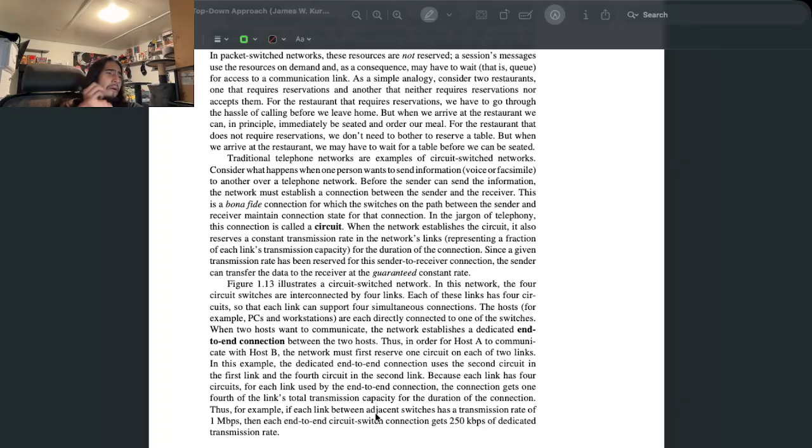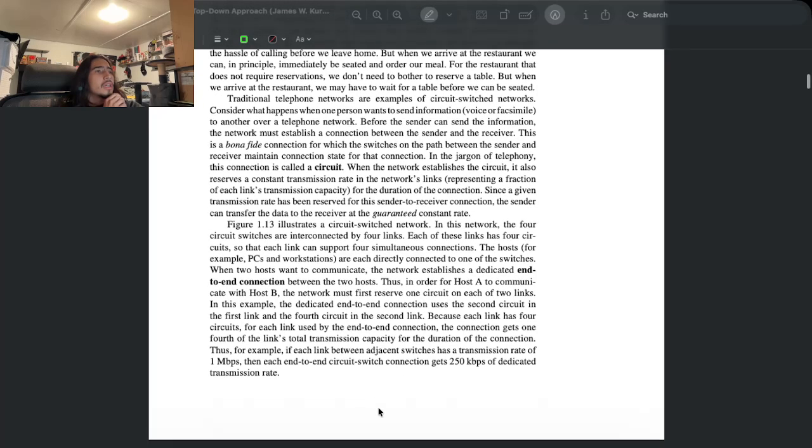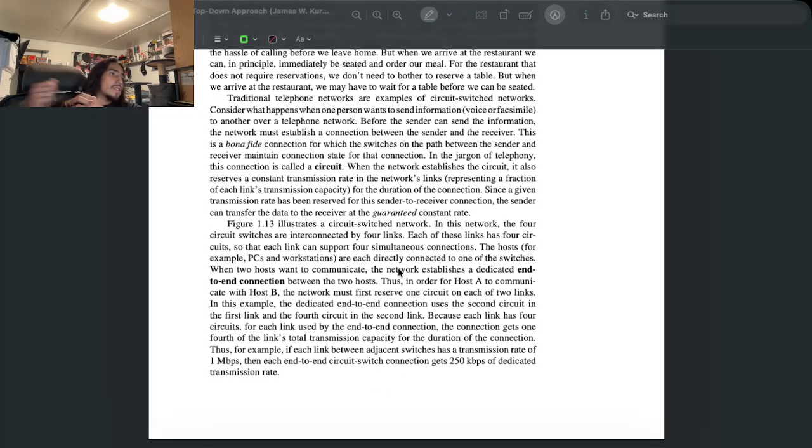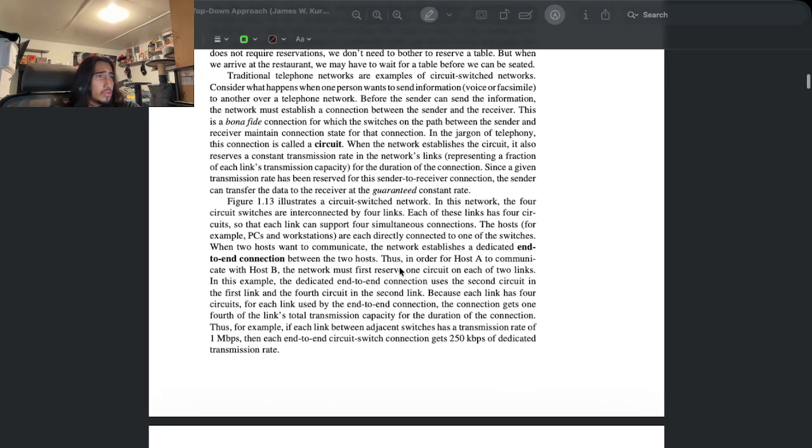Circuit switching in this network: the four circuit switches are interconnected by four links. Each of these links has four circuits, so that each link can support four simultaneous connections. The hosts, for example PCs and workstations, are each directly connected to one of the switches. When two hosts want to communicate, the network establishes a dedicated end-to-end connection between the two hosts. Thus, in order for host A to communicate with host B, the network must first reserve one circuit on each of the two links. In this example, the dedicated end-to-end connection uses the second circuit in the first link and the fourth circuit on the second link.